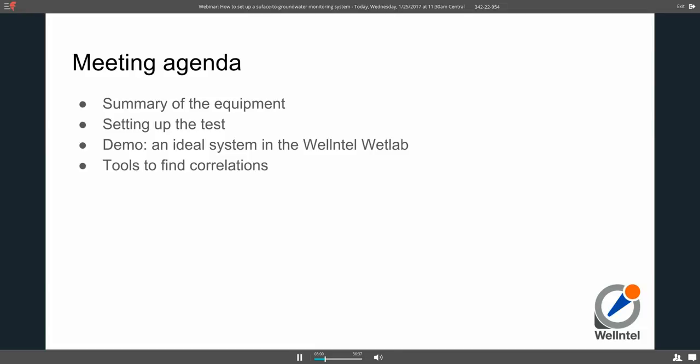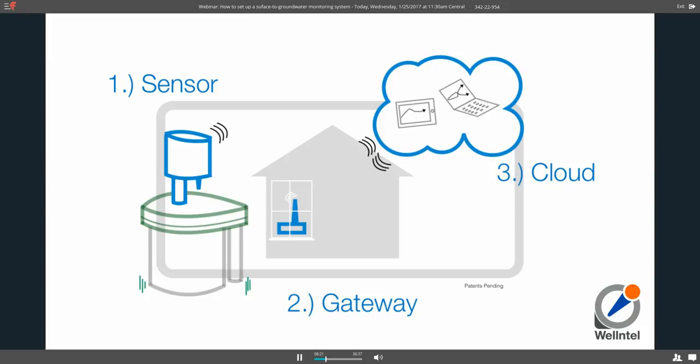And then we'll spend finally some discussion time on tools to find correlations or connections between ground and surface water level that may be available to you once data is collected or as data is being collected. So that'll be our agenda, Q&A towards the end. And thank you so much for joining.